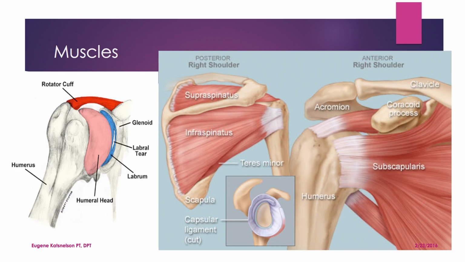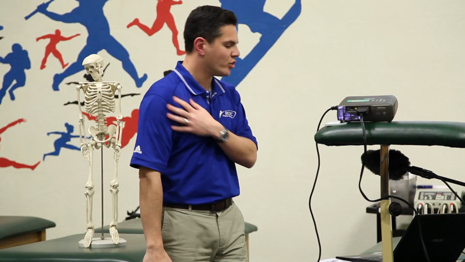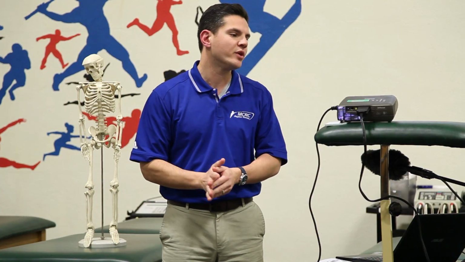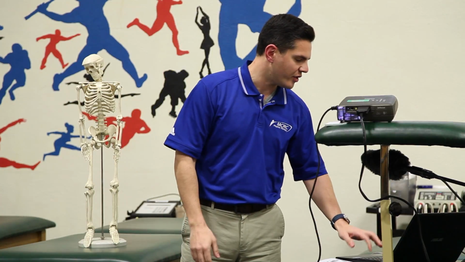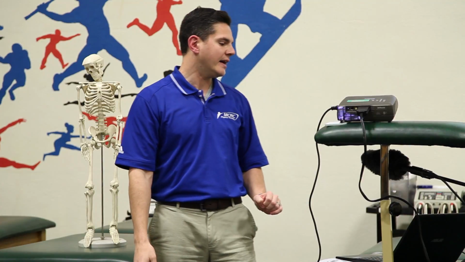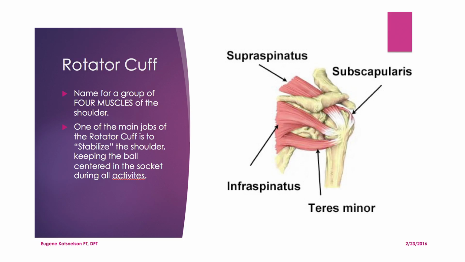And of course you have muscles, and there are a lot of different muscles that surround the shoulder. Some of them are shoulder blade muscles, the ones that come from around the back, and your biceps and your triceps, all around that shoulder area. But the most popular ones that we always hear about are the rotator cuff muscles. The rotator cuff is a group of 4 muscles: the supraspinatus, subscapularis, infraspinatus, and teres minor.